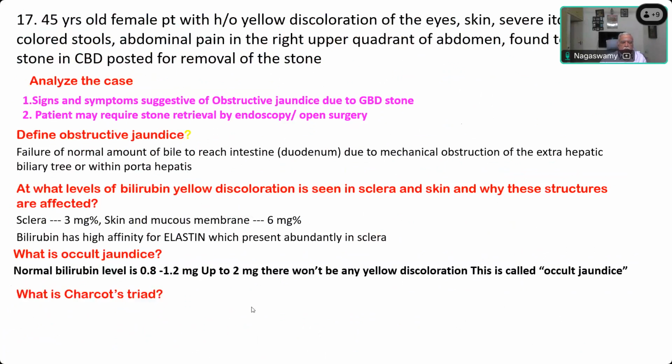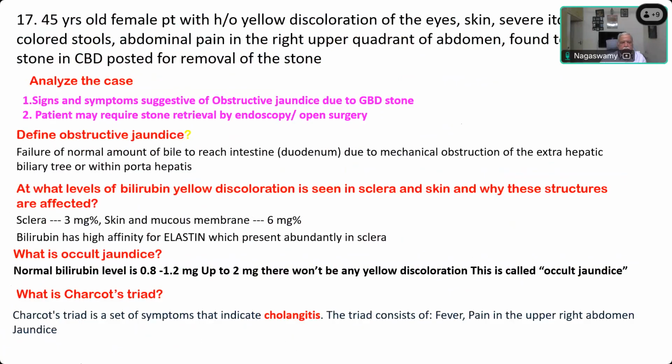Okay. What is Charcot's triad? Sir, intermittent fever, intermittent jaundice, and pain. Pain, yes. Okay. So these are symptoms of cholangitis, and the triad consists of fever, pain in the upper right quadrant of the abdomen, and jaundice. That is because of the inflammation in the biliary tree, which is called cholangitis.